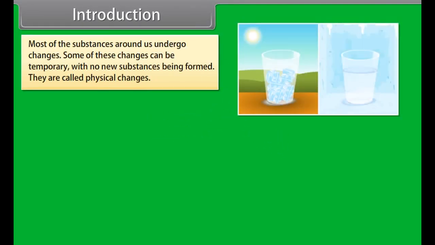Most of the substances around us undergo changes. Some of these changes can be temporary, with no new substances being formed. They are called physical changes.